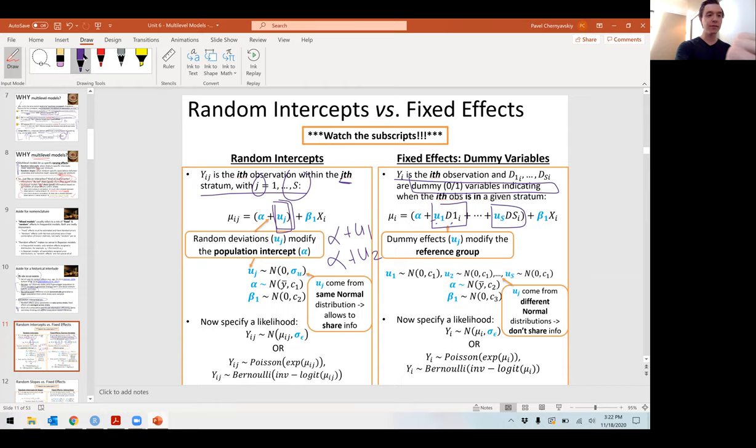But notice, first of all, there's a difference in interpretation because now these U's would be a modification to the reference group. And by now you know that the reference group is very much arbitrary. On the left-hand side, the U's are modifying the population average. It's how you're different from the population average. On the right-hand side, the U's are how you're different from a reference level that can be reset by the next guy or girl analyzing your data. Next bit of difference. We will assume that these deviations, these U_j's, how each stratum is different from the population, come from the same normal distribution, where the sigma term will be estimated.